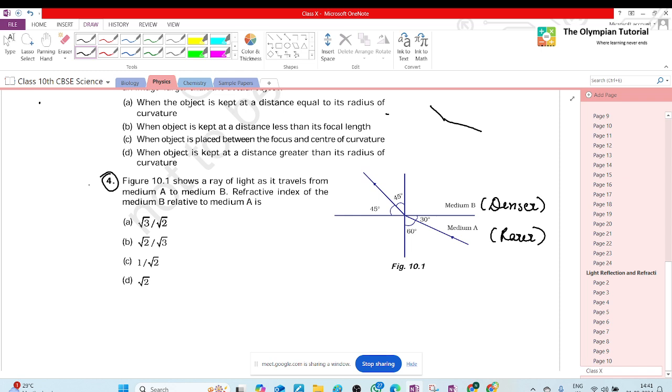Ma'am, I still did not get why medium A would be rarer. Because when the ray is coming from medium A to medium B, it is towards the normal. When a ray goes from rarer to denser medium, it goes towards the normal. And from denser to rarer, it moves away from the normal.